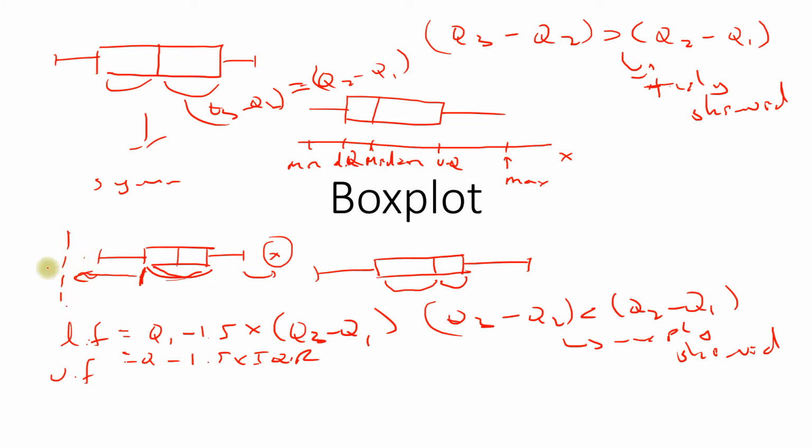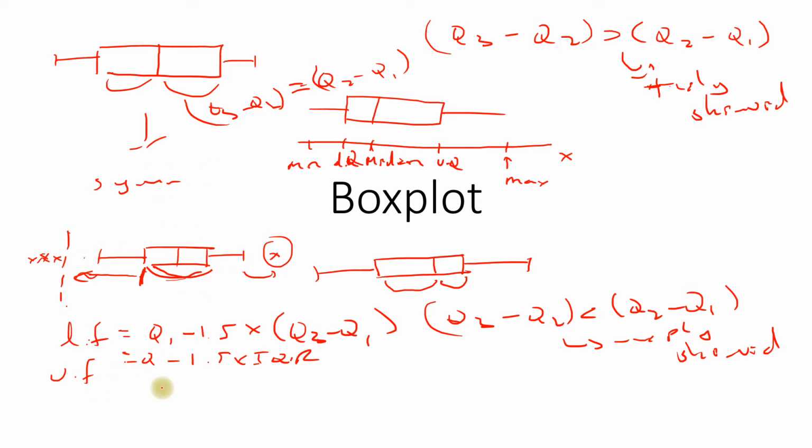It's a value that you get here. Any value that goes below that lower fence will be considered an outlier. And the next value will be considered as the minimum in the data here, but it's not really the minimum. Okay, it's the minimum after the lower fence.